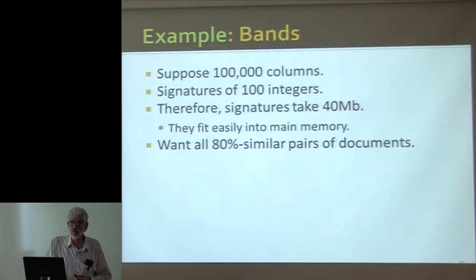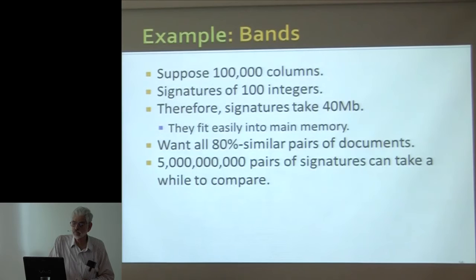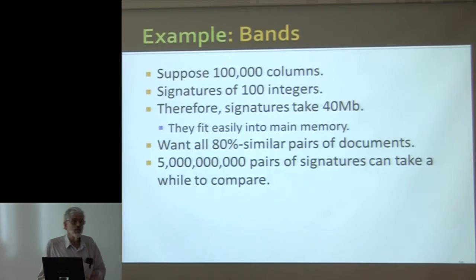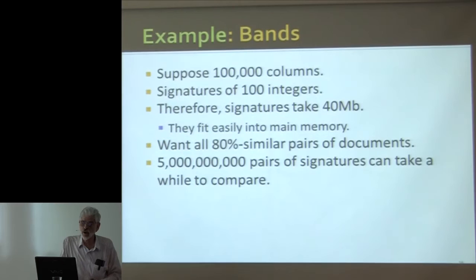Okay, and I'm assuming my threshold will be 80%. That is, I'd like the Jaccard similarity of the underlying sets to be at least 80%, or in terms of the signatures, at least 80 out of the 100 rows will agree. Now, if you think about it, there are 5 billion pairs of signatures. These days that's probably doable, but kind of painful. So let's hope we can avoid doing most of them.